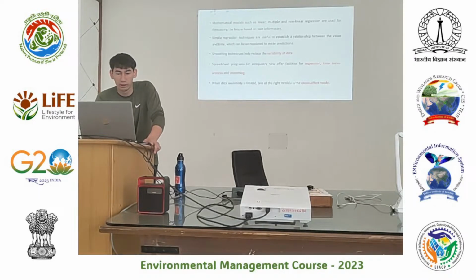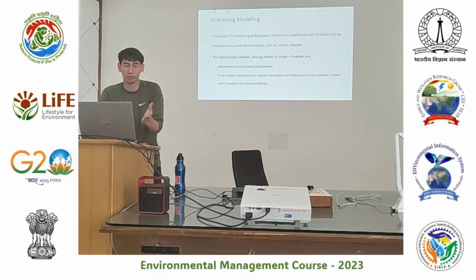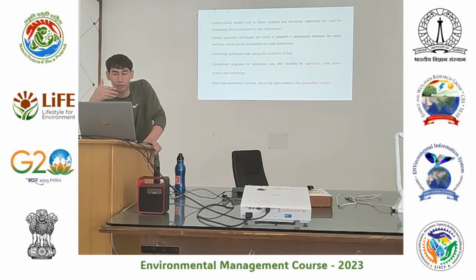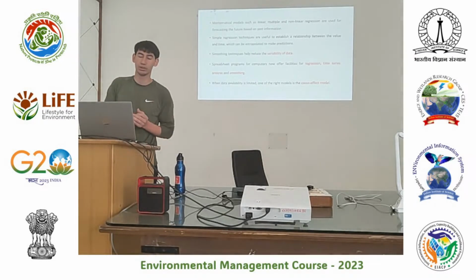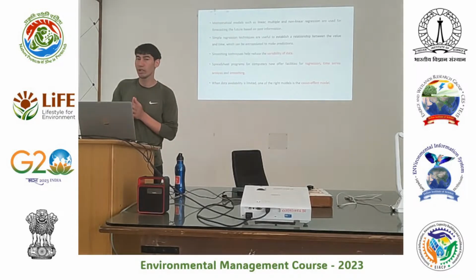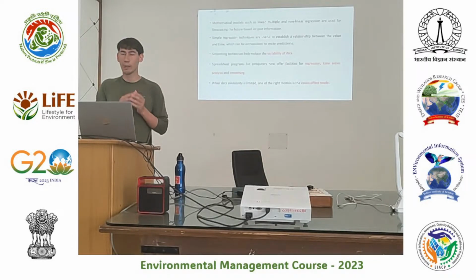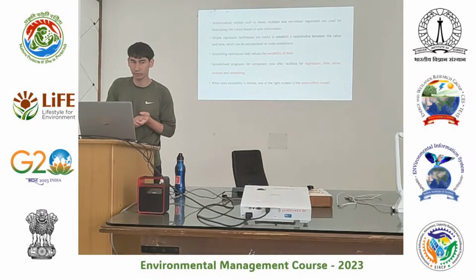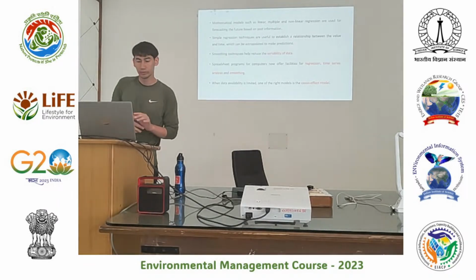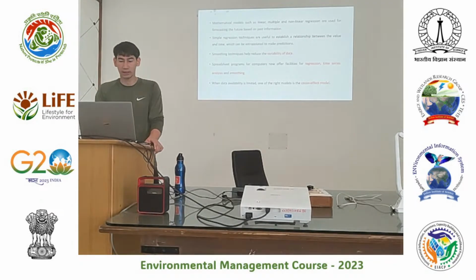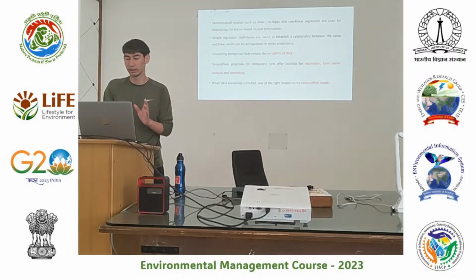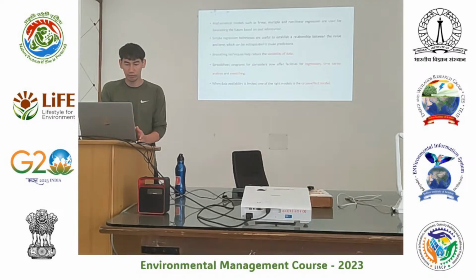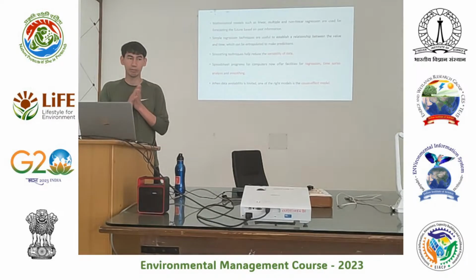mathematical model. So, the forecasting model. Mathematical models such as linear, multiple, and non-linear regression are used for forecasting the future based on past information. If we have past information, then based on that data we can predict or forecast the future about something. And simple regression techniques are useful to establish a relationship between the value and time, which can be extrapolated to make predictions.